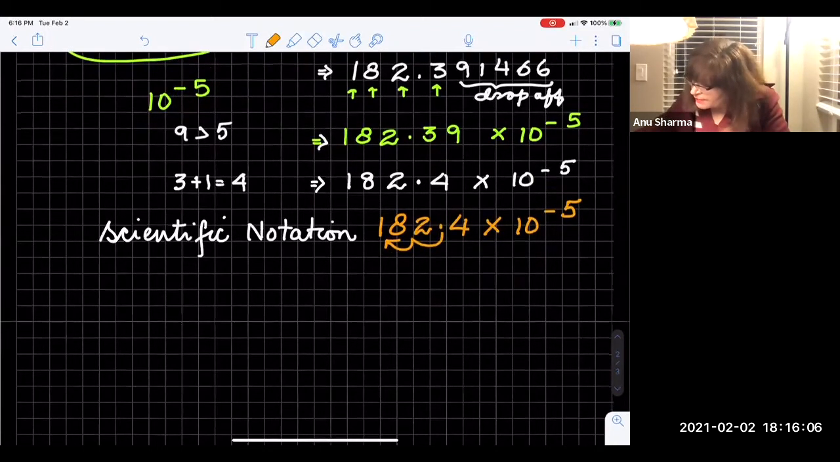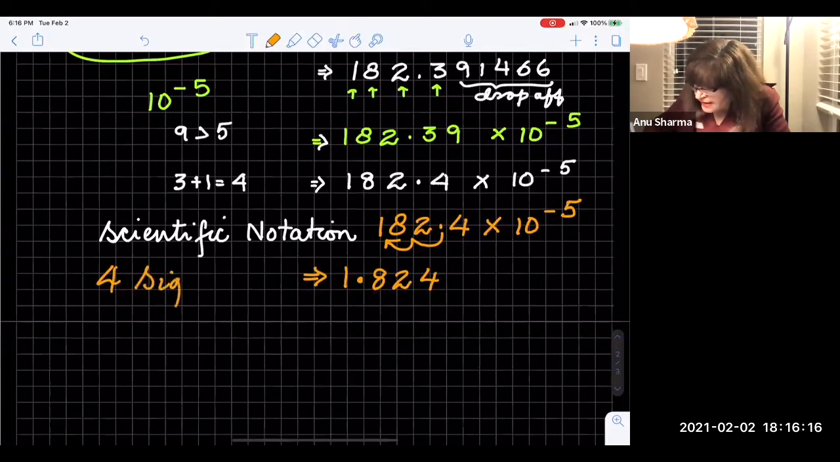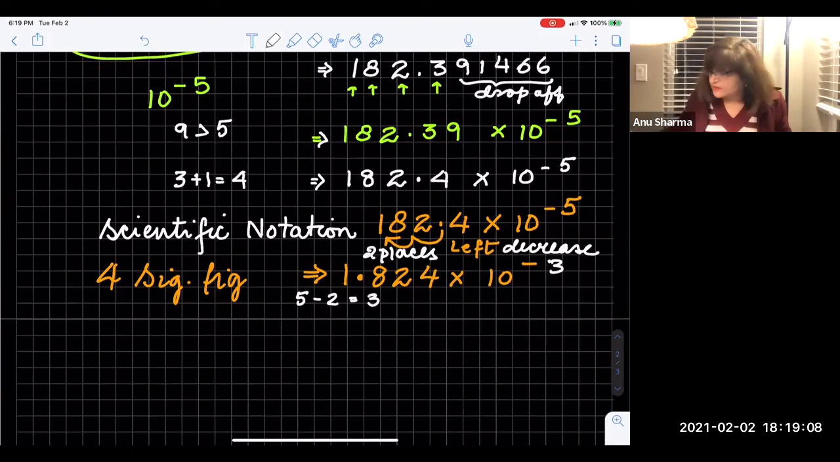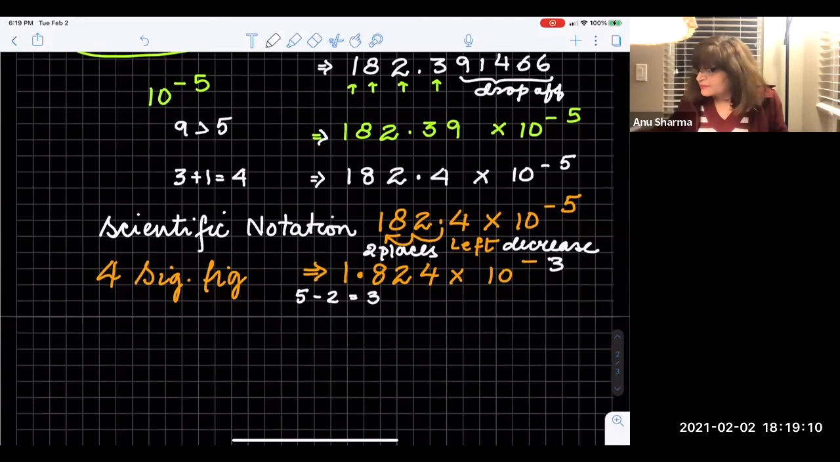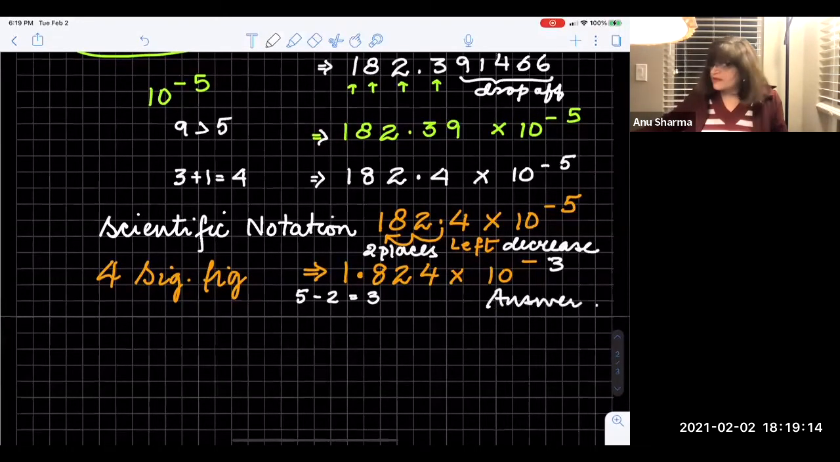Okay, so this would still be 1.824, because the question still wants your answer to be in the correct number of significant figures. So you still need to have the 4 significant figures. So 1.824 is fine into 10 to the power. So 5 minus 2 places, then it's minus 3. So that's the final answer. Okay. All right.